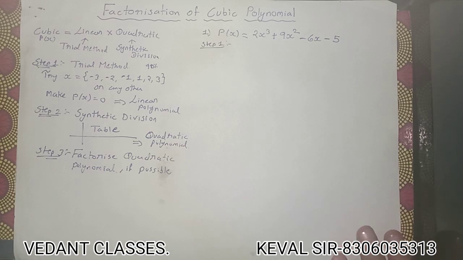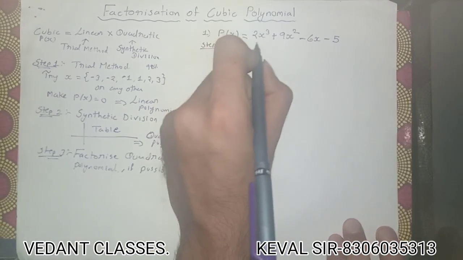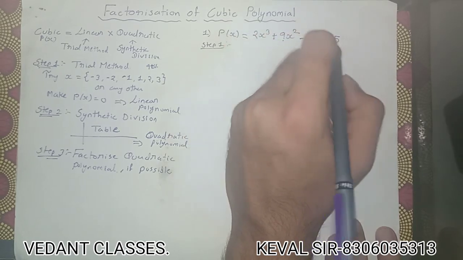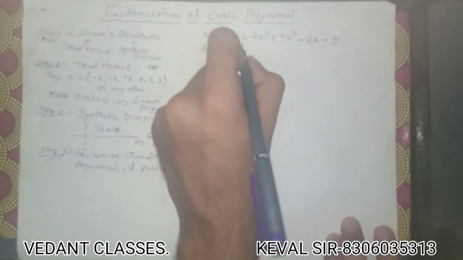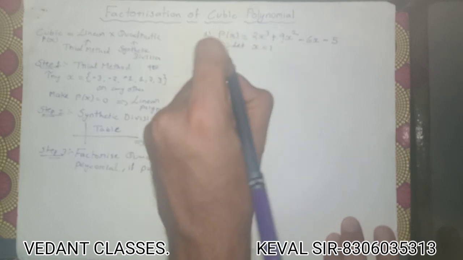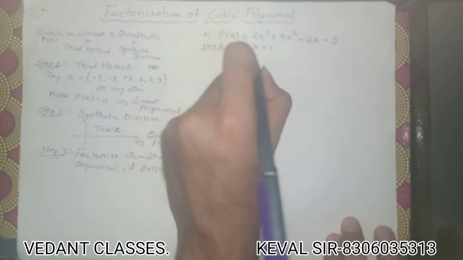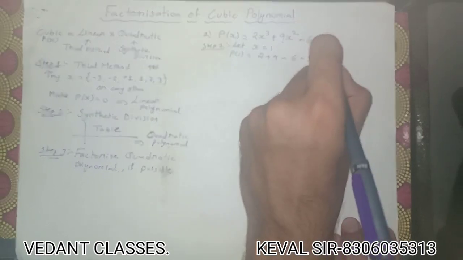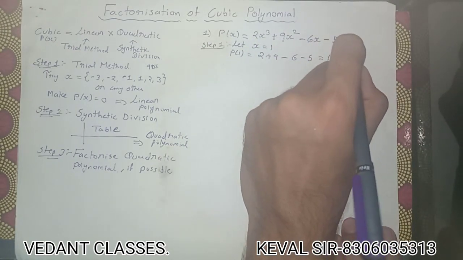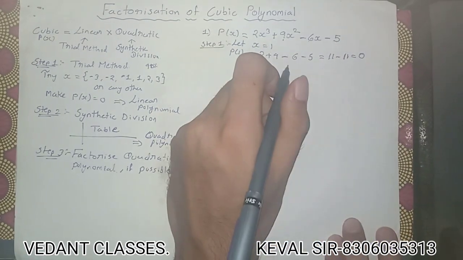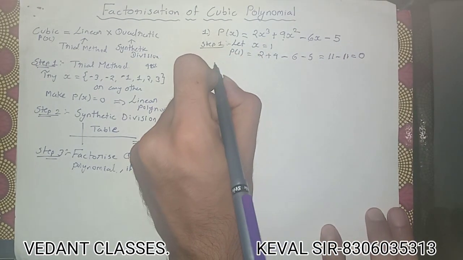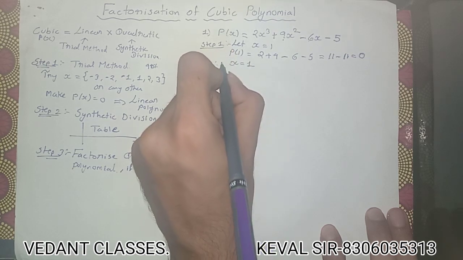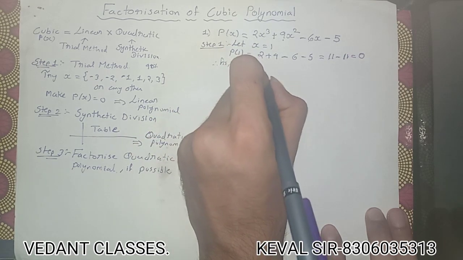The polynomial will become 0. You can see 2 plus 9 is 11, and minus 6 minus 5 is minus 11. So 11 minus 11 will become 0. So first of all, let x is equal to 1. So p of 1 will be equal to 2 plus 9 minus 6 minus 5. This will be 11 minus 11 and we get 0. Therefore, x is equal to 1.